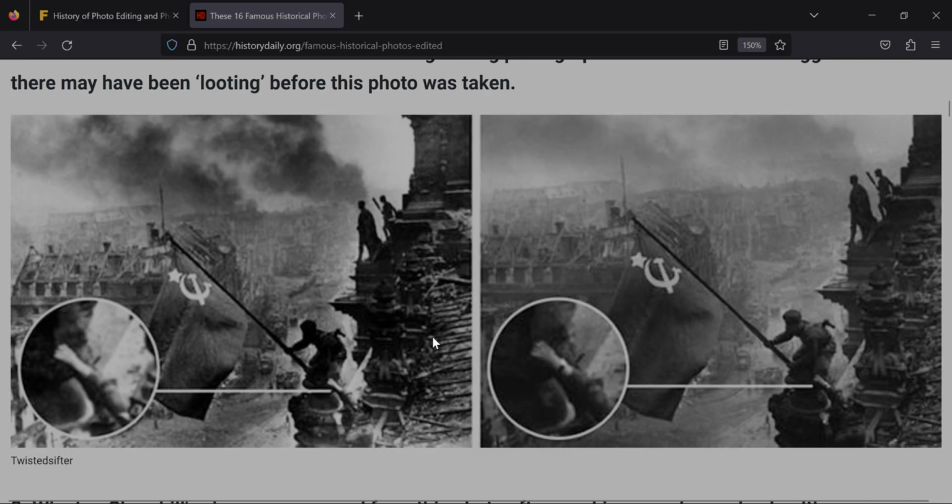This next image, a very famous image of the Russians raising the flag of the Soviet Union in Berlin. In this image, you can see that somebody's watch on the hand of a soldier here has been edited out of the image. The reason for that is supposedly the watch suggests that looting had taken place before the picture. Which obviously doesn't look too great for the Allies if they're looting Berlin when they're supposed to be there saving everyone.